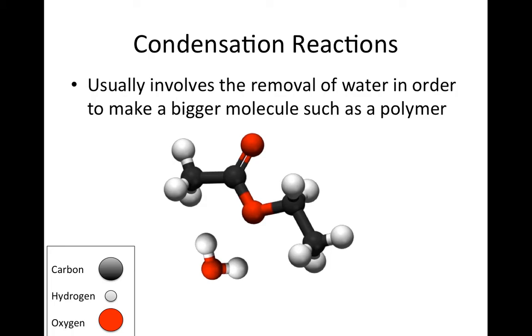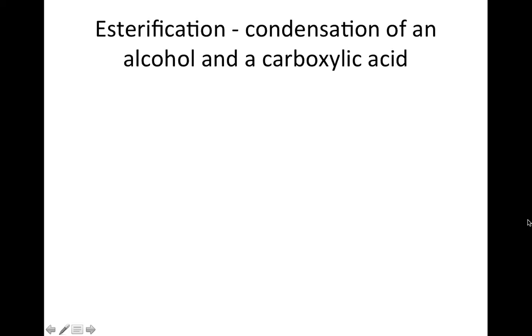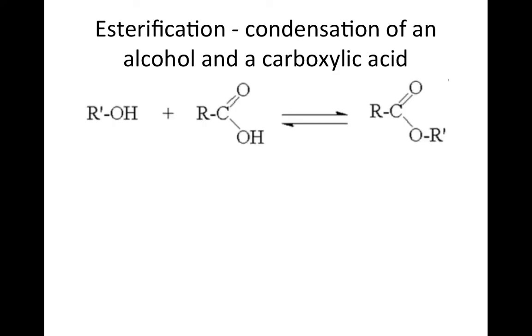So this is our water molecule, and remember the OH came from this molecule, the H came from this molecule, freeing up some space to bond, and we just made an ester. So let's recap that. This is called esterification, which is the condensation of an alcohol and a carboxylic acid. So what we did is we took an alcohol. The R just means that it's a hydrocarbon chain.